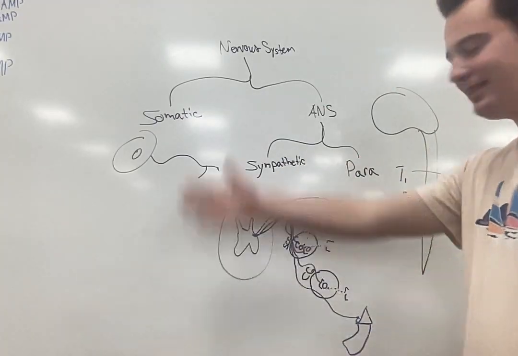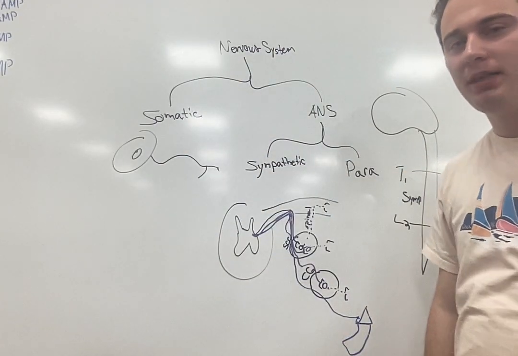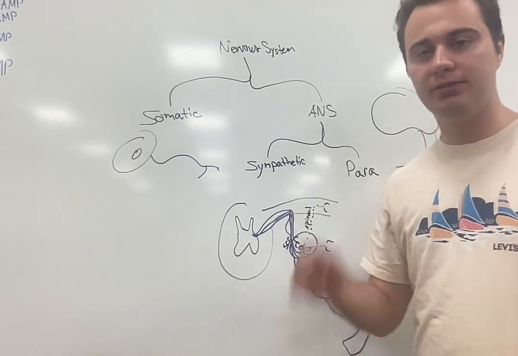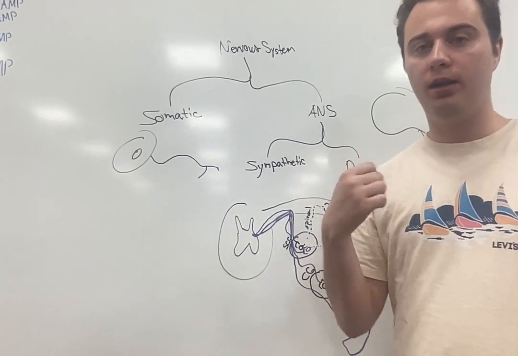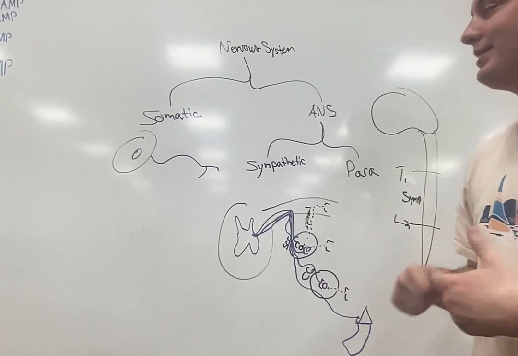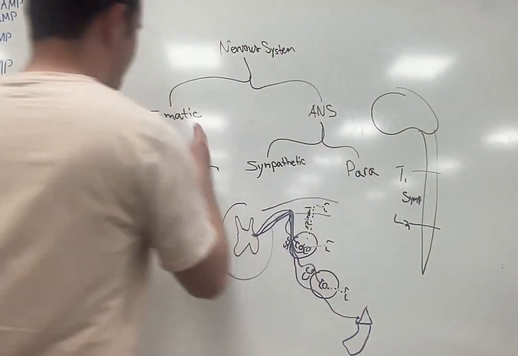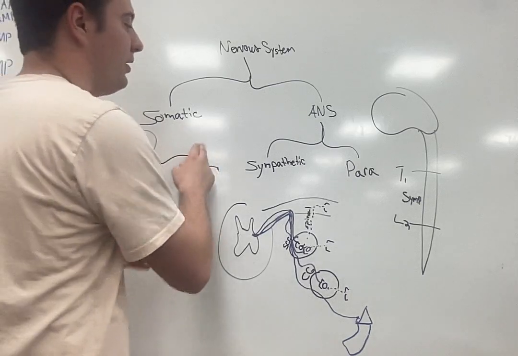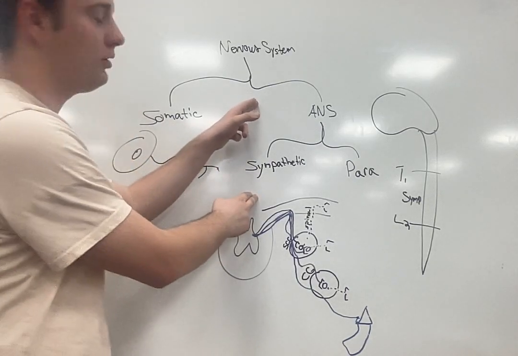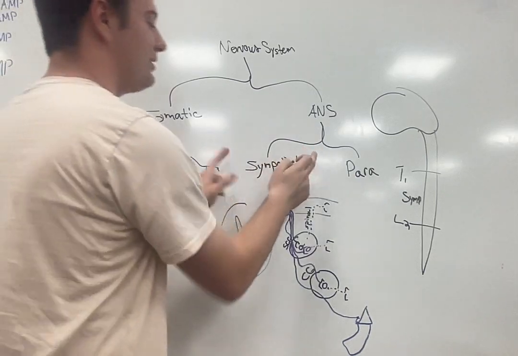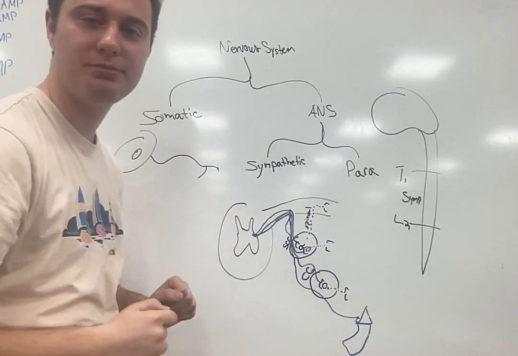Hi, as you can see by my diagram right here, we're going to be talking about the nervous system today for physiology. There are two different branches of the nervous system we're going to be talking about. We have the somatic and the autonomic nervous system, which is broken up into the sympathetic and parasympathetic systems here.